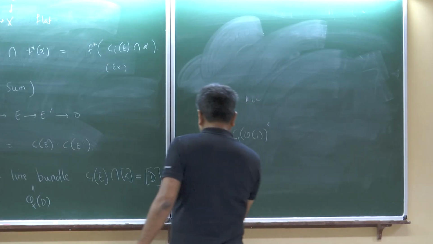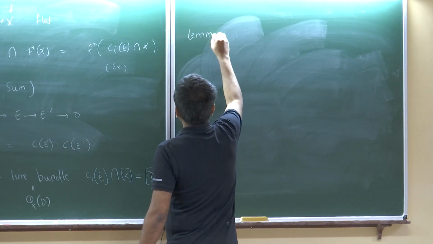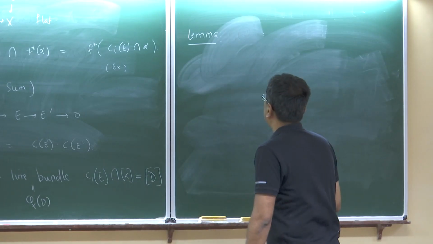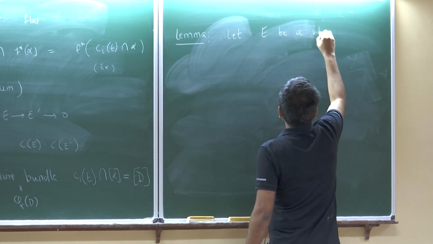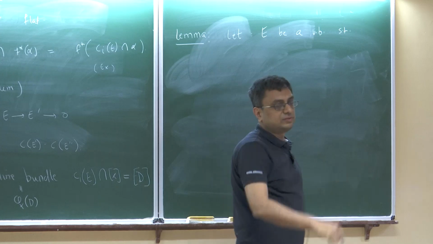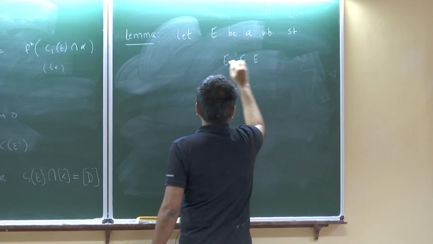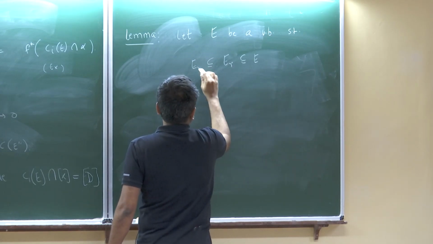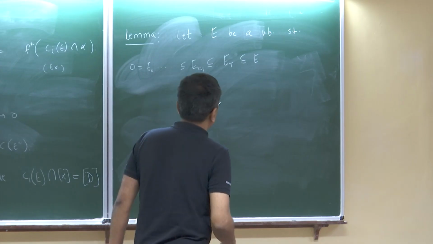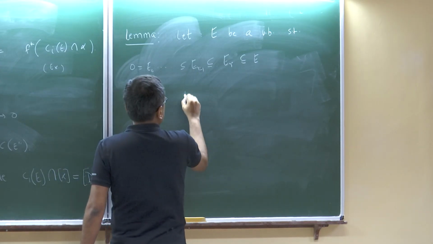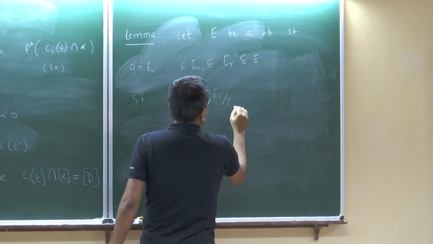Okay, so now here is the main lemma that will help us. So this will help us to prove most of these things. So this says the following. Let E be a vector bundle such that it has a filtration where successive quotients are line bundles. So basically I have E_r inside E_{r+1}, sorry, r minus 1, and all the way up to E, where E_0 is the zero vector bundle, such that if L_i is E_i by E_{i-1}, then these are line bundles.